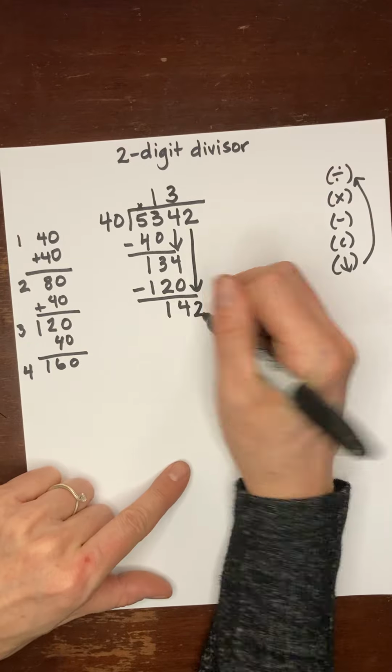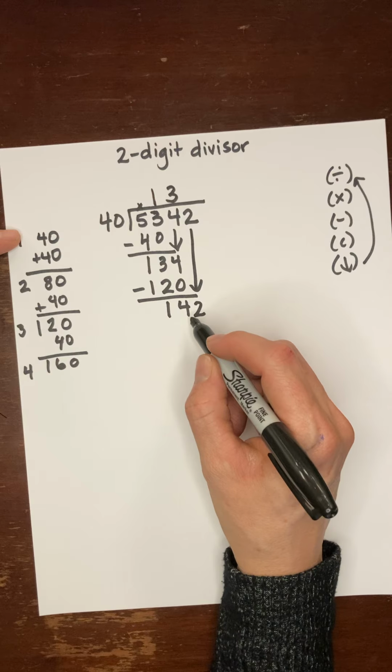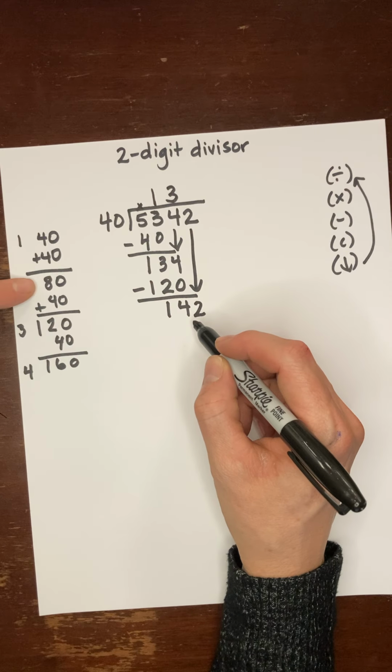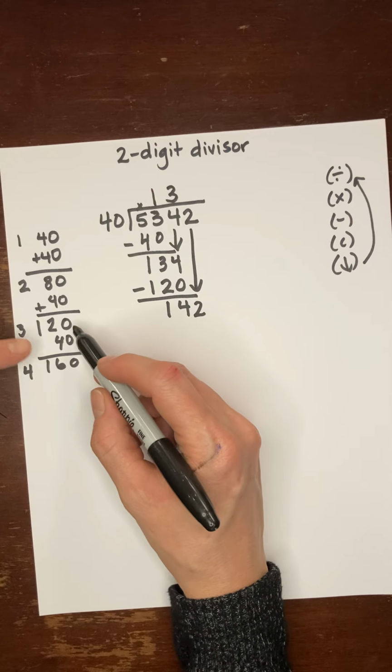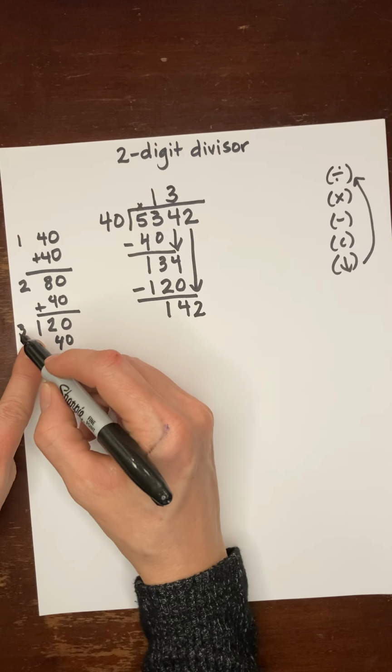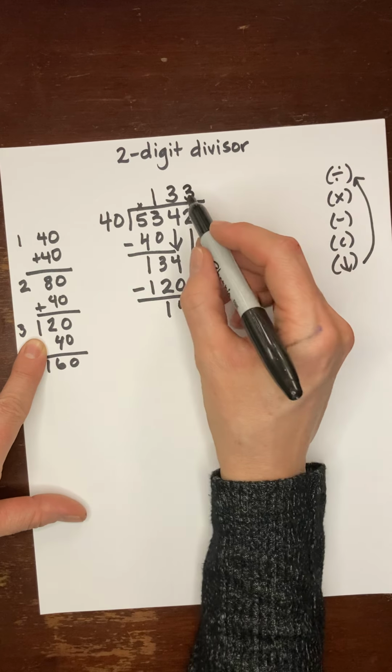is a 2. Okay, so let's look over here on the left. How close can I get to 142 without going over? I've got 40, 80, 120, 160. 160 is too much, so I'm going to have to go back to 120 again, and that is 3 times. So let's write a 3 and multiply.